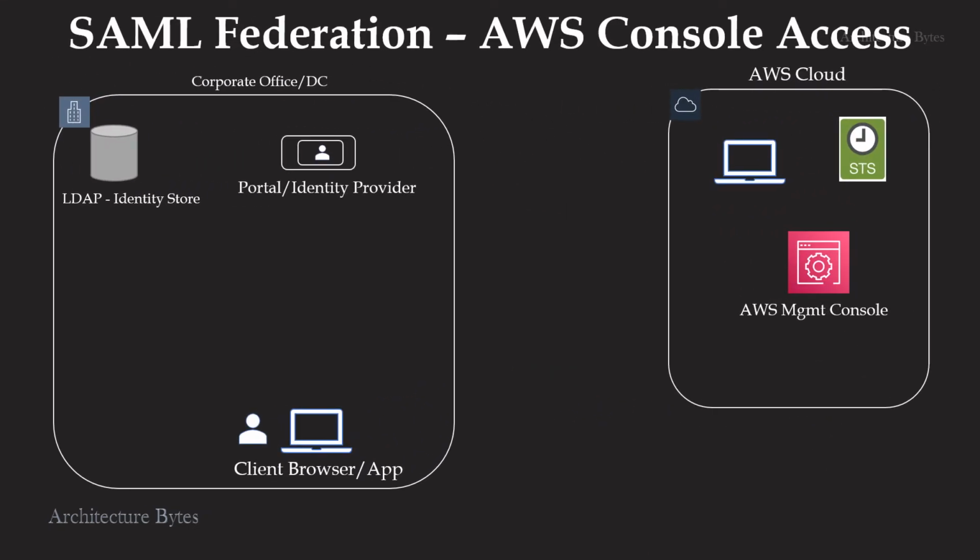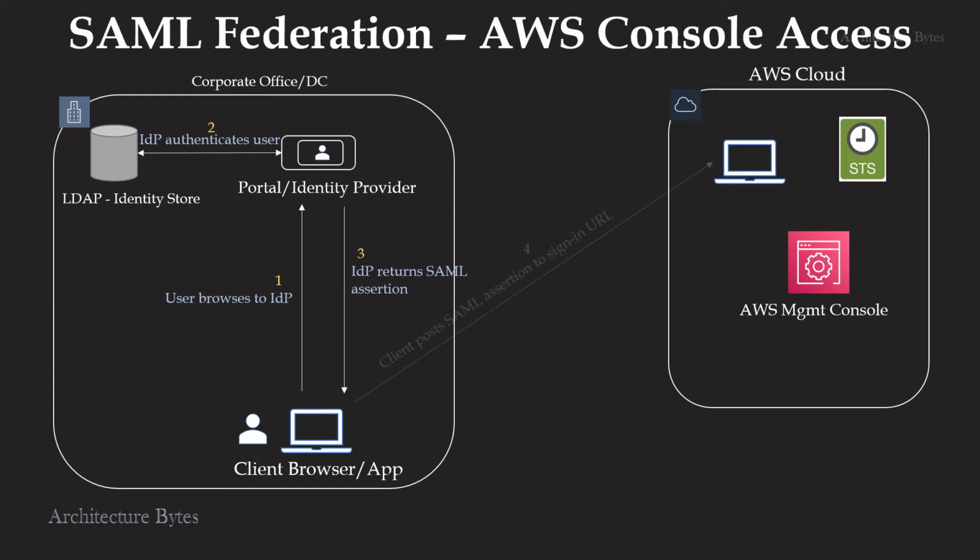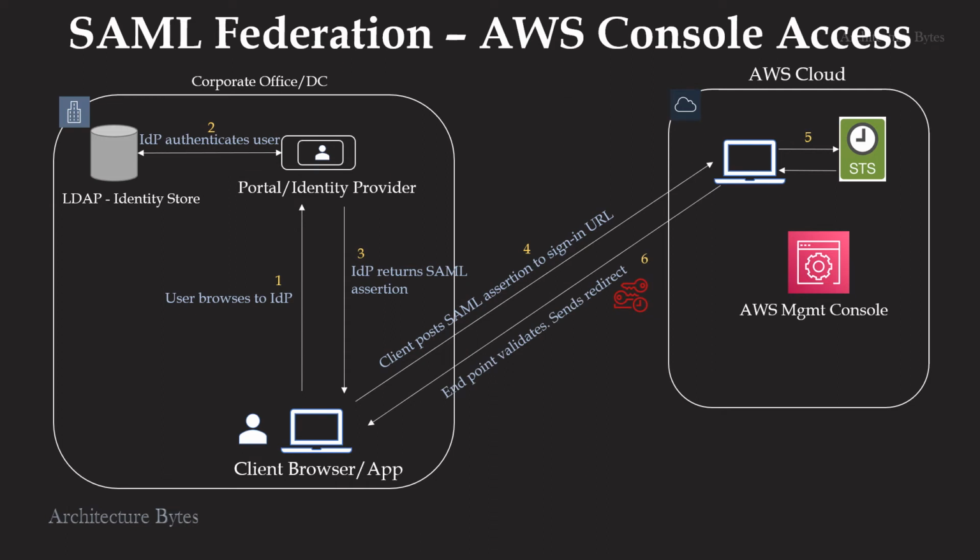Let's go over steps involved in AWS console access via SAML federation. Step 1. User browses to identity provider page, and in step 2, authenticates against the LDAP identity store. Step 3. Identity provider returns SAML assertion to the client app. Step 4. Client posts SAML assertion to AWS sign-in URL. Step 5. STS or Secure Token Service validates the SAML assertion and returns a secure token. Step 6. Client receives STS token. Step 7. Client gains access to AWS Management Console and other AWS services allowed by the STS token.